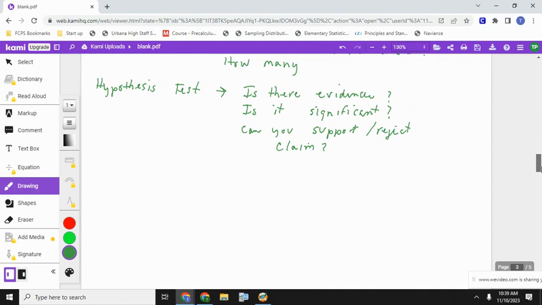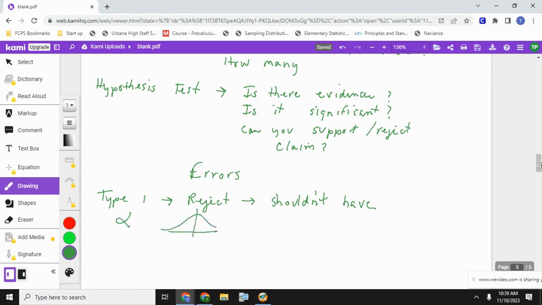Okay, the next thing is errors. So there's two types of errors you can make in hypothesis testing. The first one is your type 1 error. So a type 1 error is when you rejected, but you shouldn't have rejected. Okay, the probability of that happening is your alpha level, because if you do a hypothesis test, your alpha level is this area where you reject. And if you made a mistake, that means you landed in here and you shouldn't have rejected.